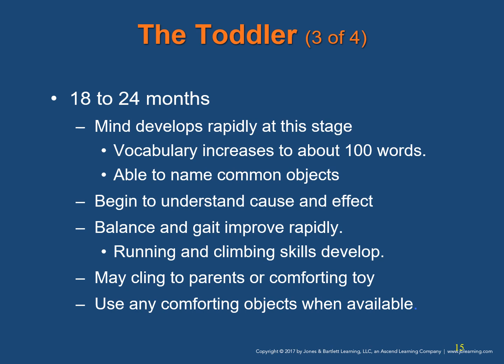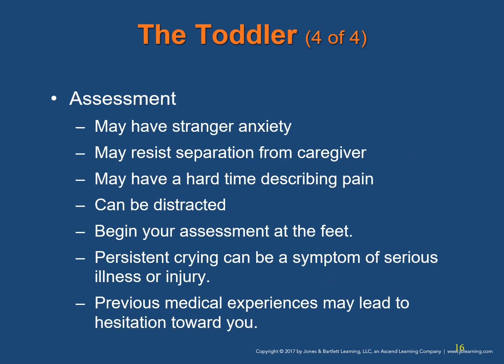Toddlers at this stage tend to cling to their parents or caregivers and often have an object that comforts them. Use any comforting objects when available to help calm the toddler. Assessment. May have stranger anxiety, may resist separation from the caregiver. Allow them to hold any special object for comfort.